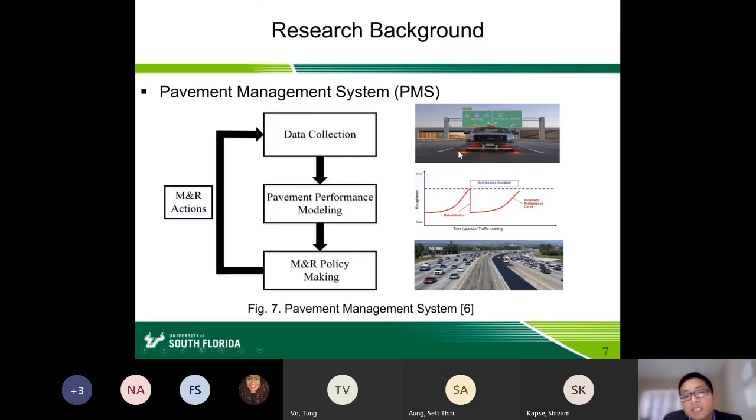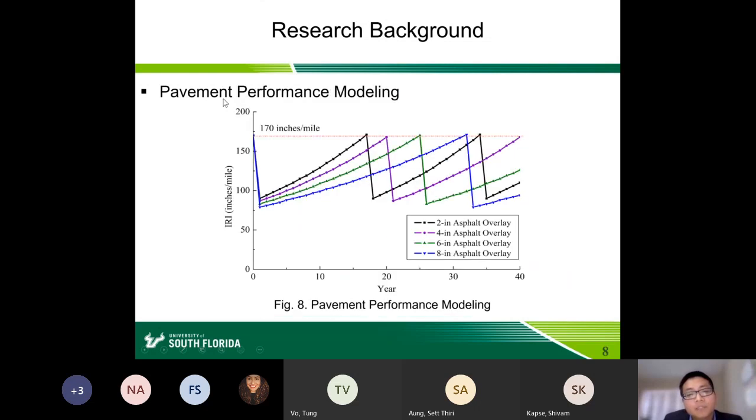And then based on the data and the pavement structure information, environmental information, and traffic information, the performance model can be developed to predict the future performance. And then based on the predicted future performance and some quantitative analysis like life cycle analysis, the maintenance policy or rehabilitation policy can be selected.